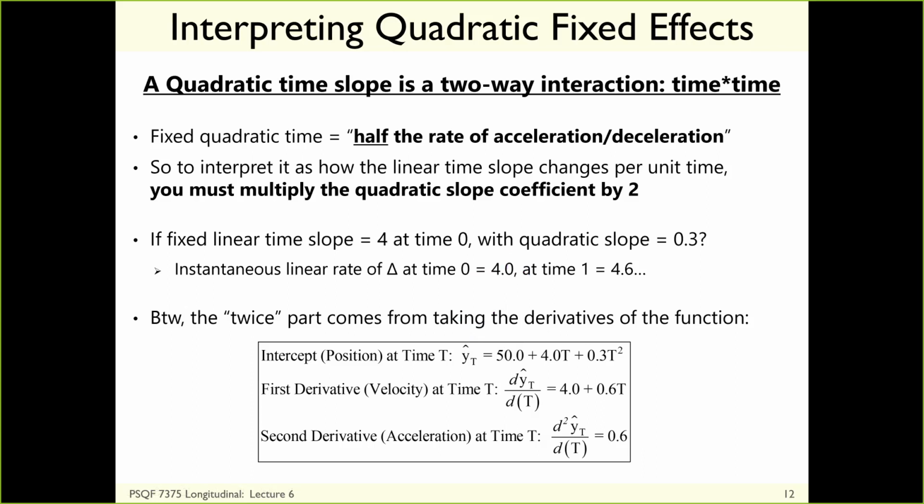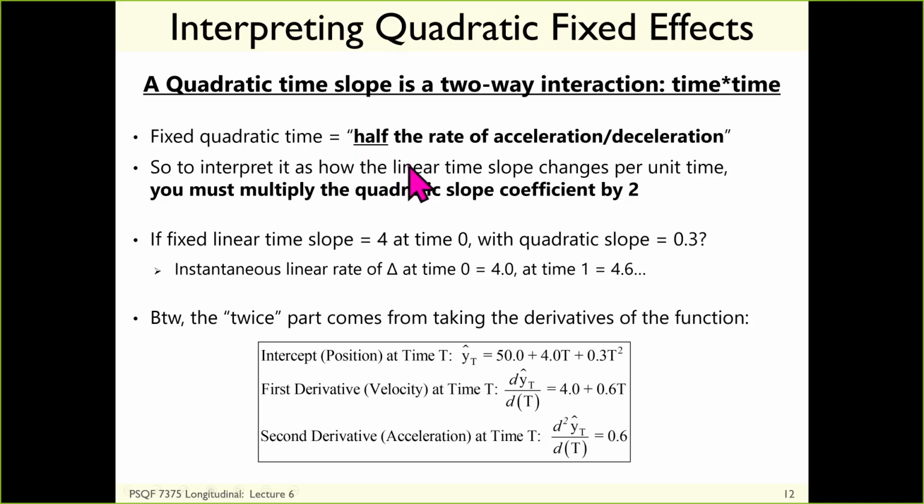It is my great wish that none of you ever writes something like this. Well, quadratics are too hard to interpret, or it's complicated. No, it's not complicated. This is what I want you to remember. Twice the quadratic is how linear change changes per unit time. Twice. That's the magic that makes it complicated, the number 2.